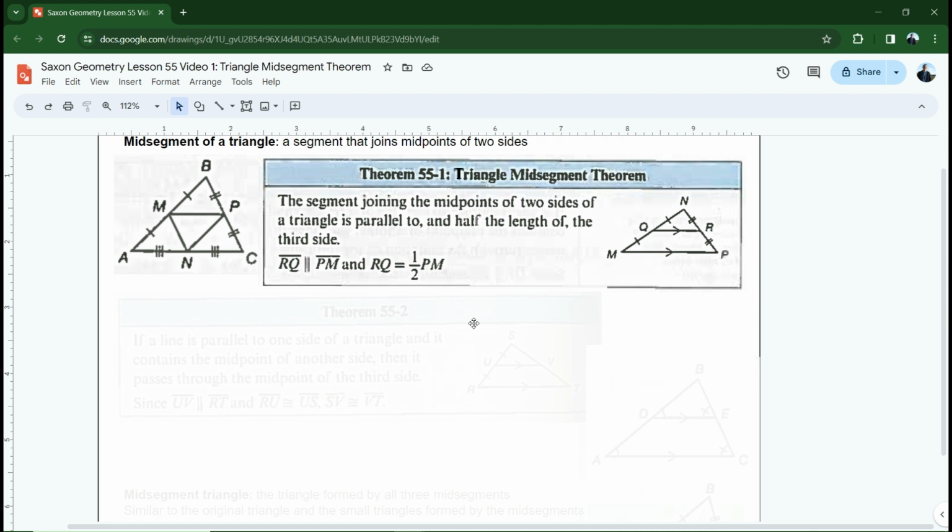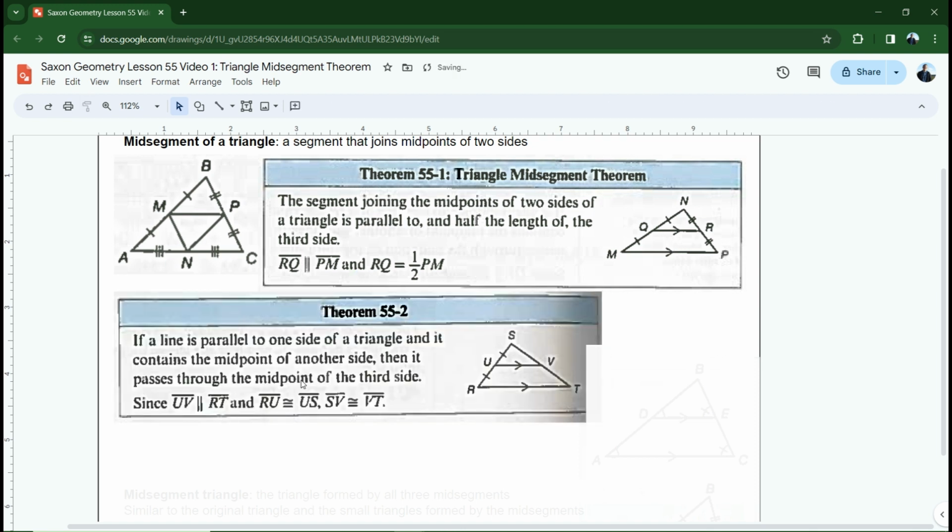But wait, there's more. First of all, we're going to look at this theorem and see if this sounds familiar. If a line is parallel to one side of a triangle and it contains the midpoint of another side, then it passes through the midpoint of the third side. So again, we're talking about the midsegment. You should read the midsegment in this definition. If you have a line parallel to one side of the triangle that passes through one midpoint, it's automatically going to pass through the other midpoint.